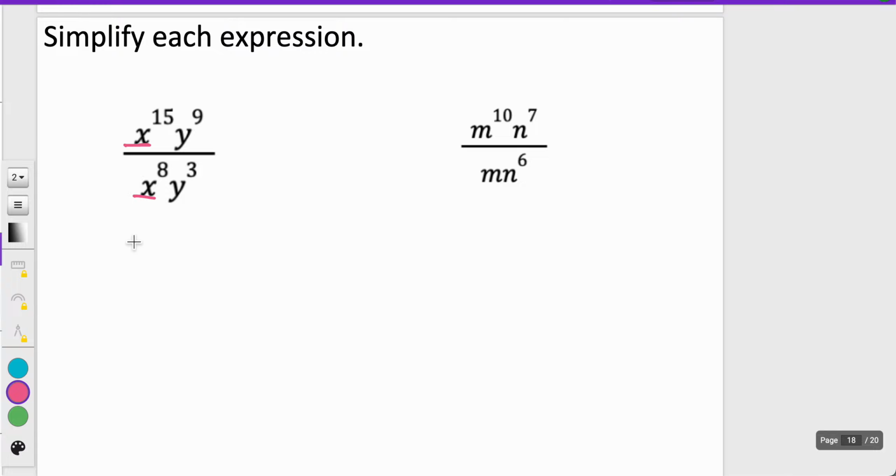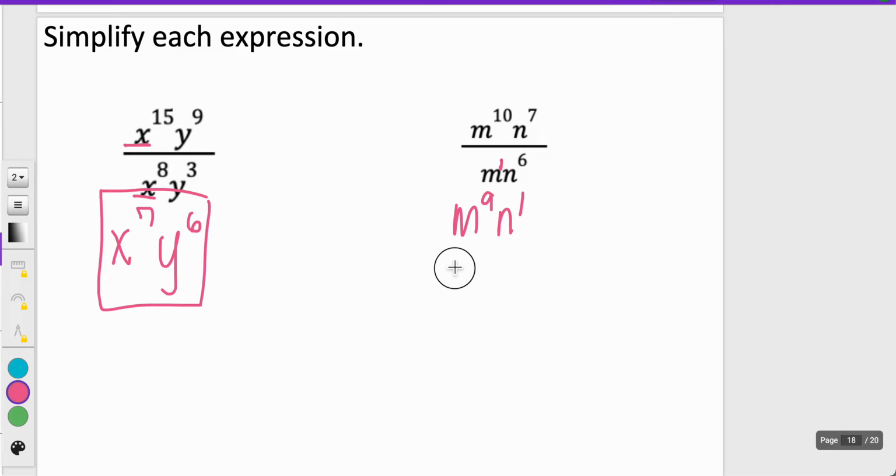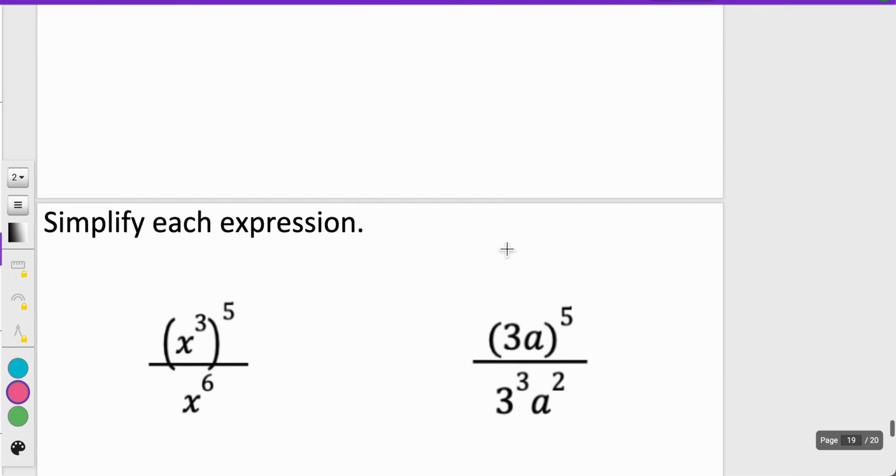Up next, still looking at my matching bases. So x to the 15th over x to the 8th, that'll be x to the 7th. And y to the 9th over y to the 3rd, that'll be y to the 6th. M can be subtracting 10 and 1 to give me m to the 9th, and n can subtract 7 and 6 to give me n to the 1st. So I'm going to say m to the 9th times n is my answer for that one.